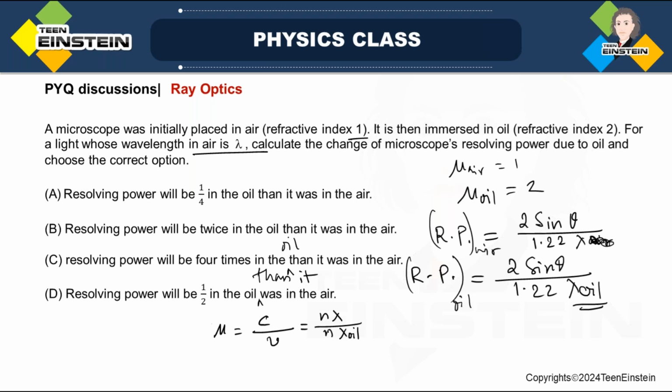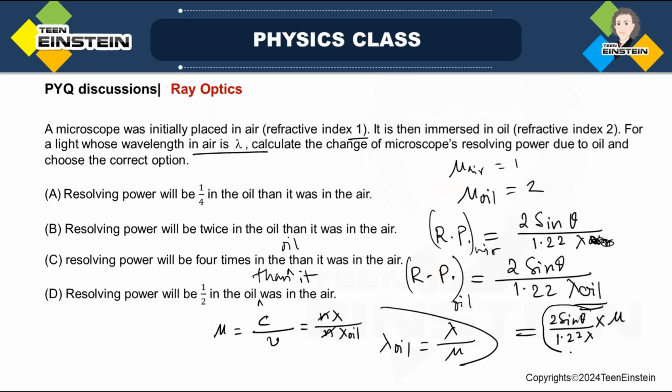So this n I can get rid of from both sides, numerator and denominator. Now I can find out that lambda oil is equal to lambda in the air divided by mu. Mu is the refractive index. So let us put it here. This particular part remains the same: 2 sin theta divided by 1.22 lambda oil, and I'll write lambda divided by mu. Mu I can write in the numerator.